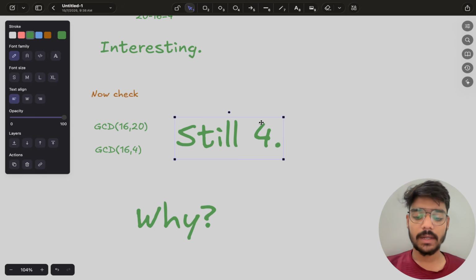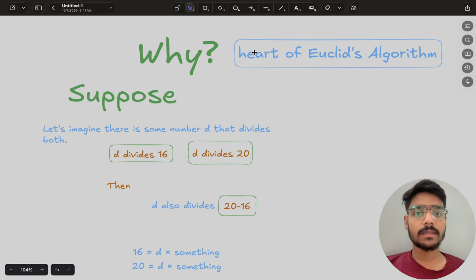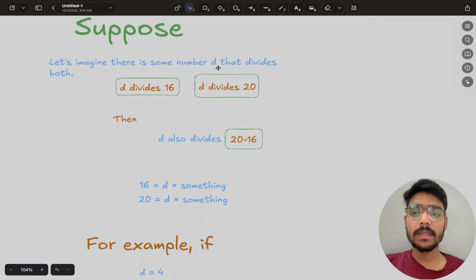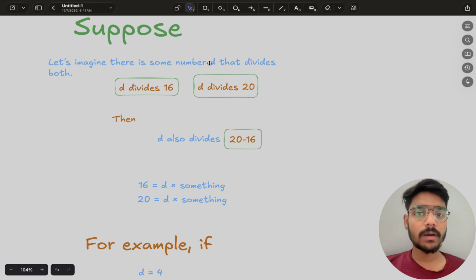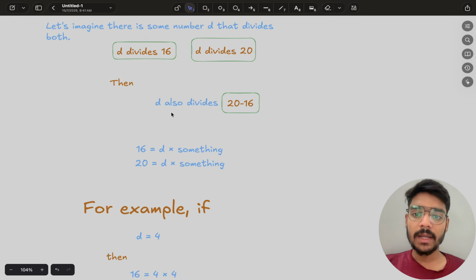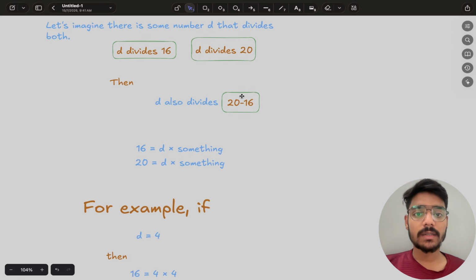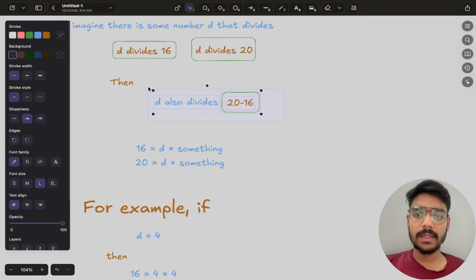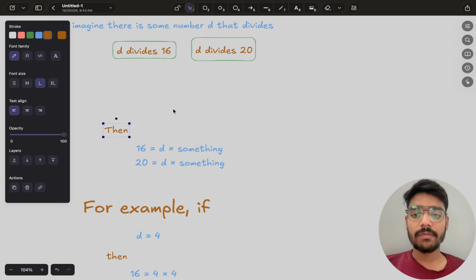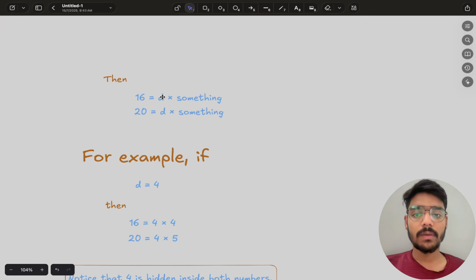So why is it happening? You got the answer of why, as it is the heart of the Euclidean algorithm. Suppose we have a number d which can divide both, so let us say d divides 16 and d divides 20. If you can understand that, if there are numbers 16 and 20, d divides them, and d also divides the difference.